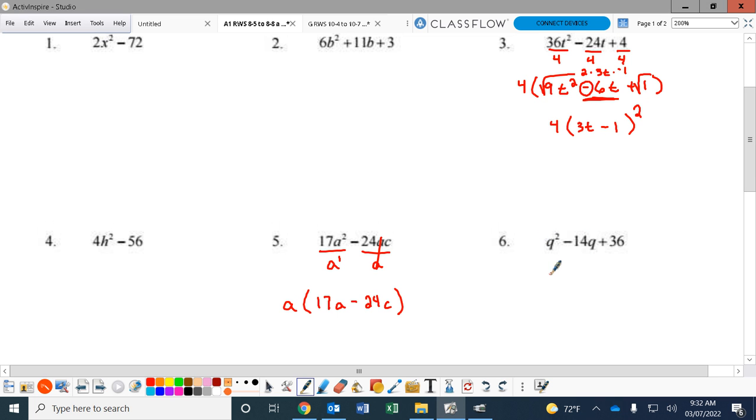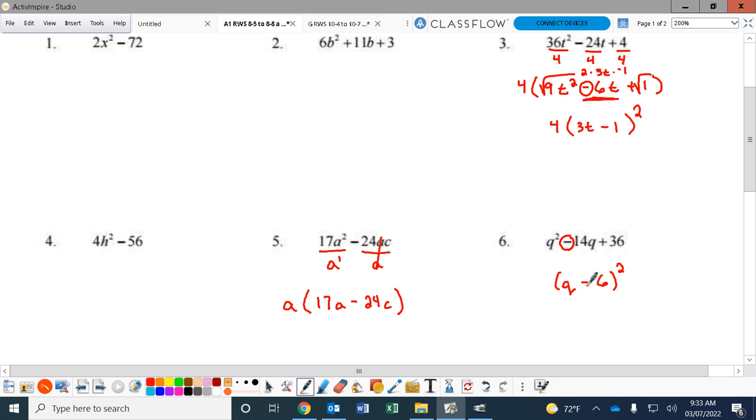Watch it first. Watch what happens. If I take the square root of q squared, that's going to put q at the front. If I take the square root of 36, that's going to put 6 at the back. The whole thing is going to be squared, and it's going to be a minus.